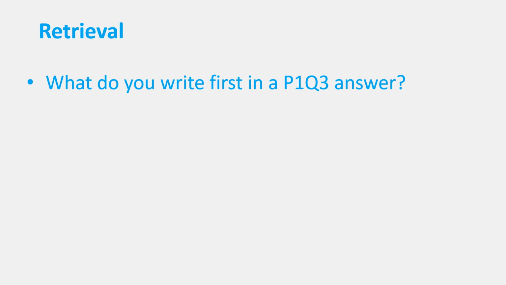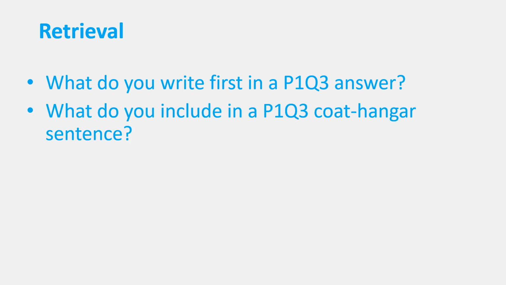So let's do some more retrieval. I'll ask you a question. You see if you can come up with the answer. So first question, what do you write first in a paper 1 question 3 answer? Okay, hopefully you've said that you write a coat hanger sentence. So what do you include in your coat hanger sentence? Hopefully you've paused the recording and you've perhaps scribbled down some answers. If not, do that now.